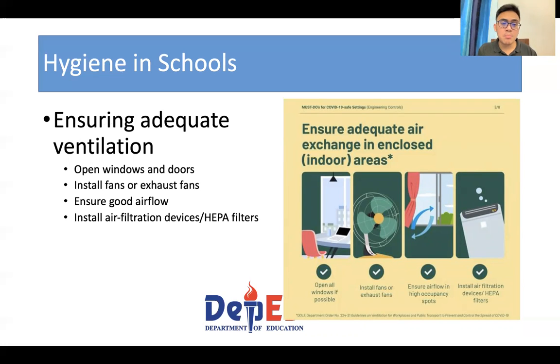Another way of promoting hygiene in schools, especially in settings where there's an increased airborne transmission of a certain disease, is to ensure adequate ventilation. So we can do this by ensuring that there's a good airflow and also opening our windows and our doors, as well as installing fans or exhaust fans. So these are some of the low-cost ways to ensure adequate ventilation. And of course, if you have extra in your budget, you can also look into installing air filtration devices or HEPA filters that can clean the air.